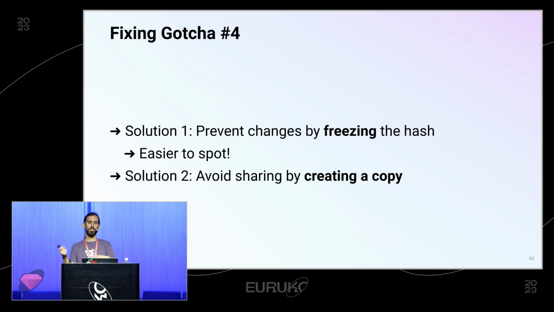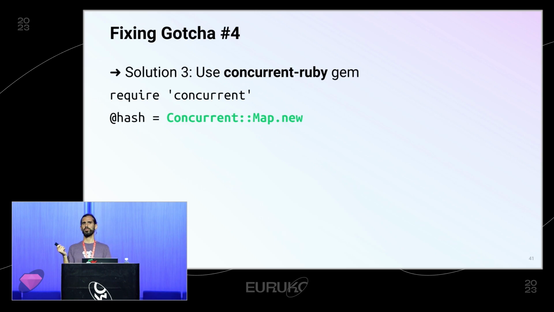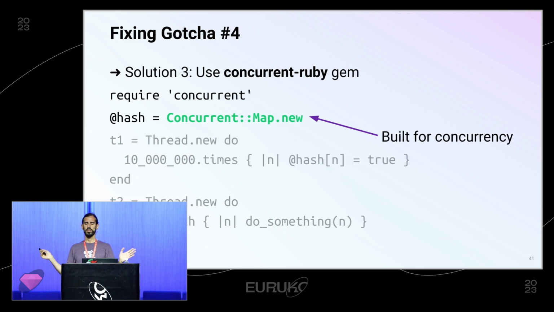Solution number 2 is obviously, if you can just create a copy instead of sharing, that's great. But these are the easy ones. If you can get away with these, they are the best. Okay, let's go a bit deeper. If you use the concurrent Ruby gem, which I recommend when you want more powerful concurrency, you can require concurrent, and instead of the hash, you can use the concurrent map class. And if you do that, this works.